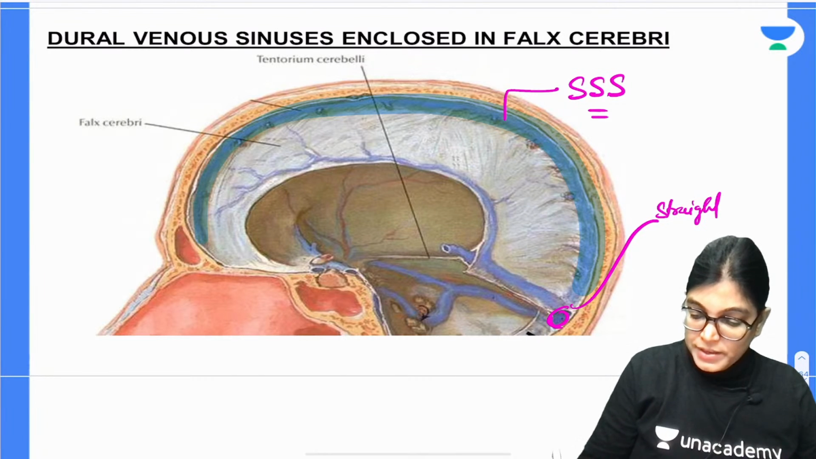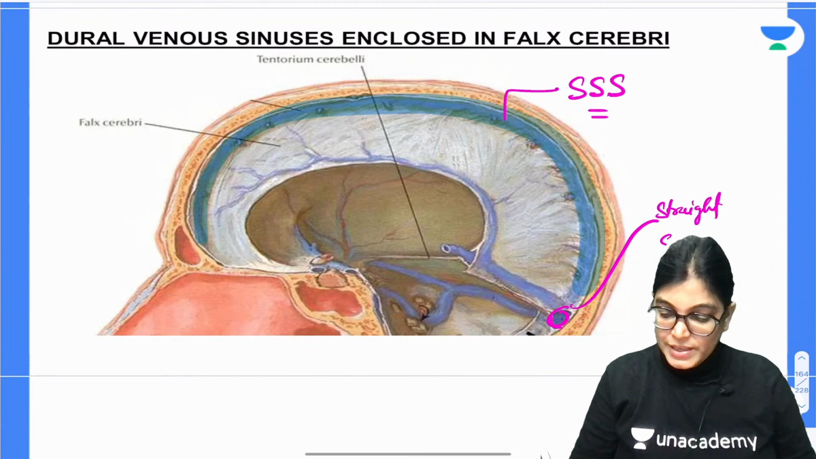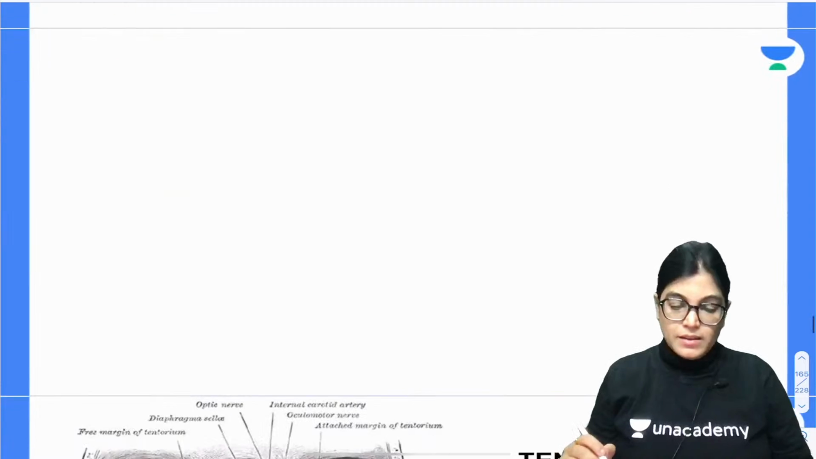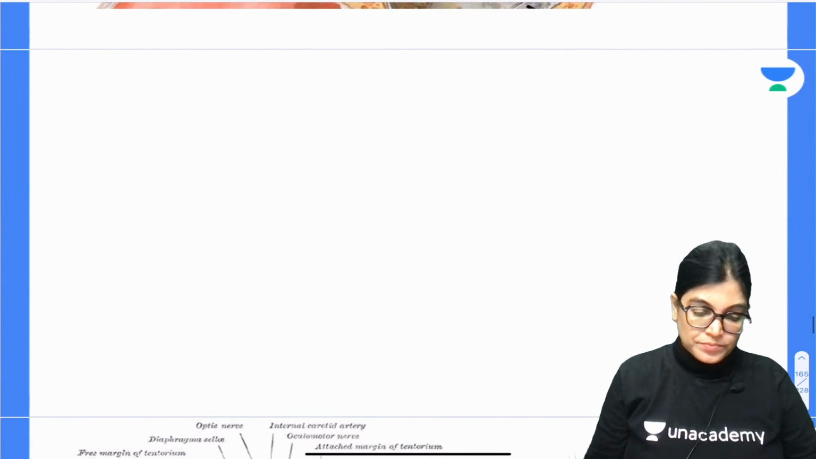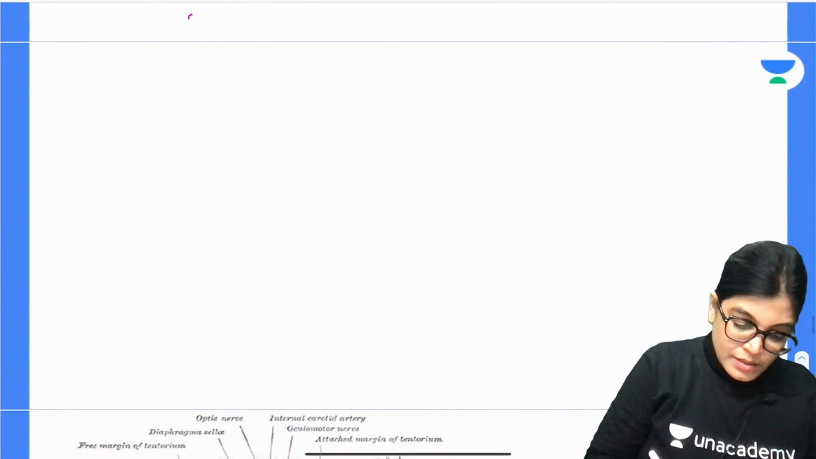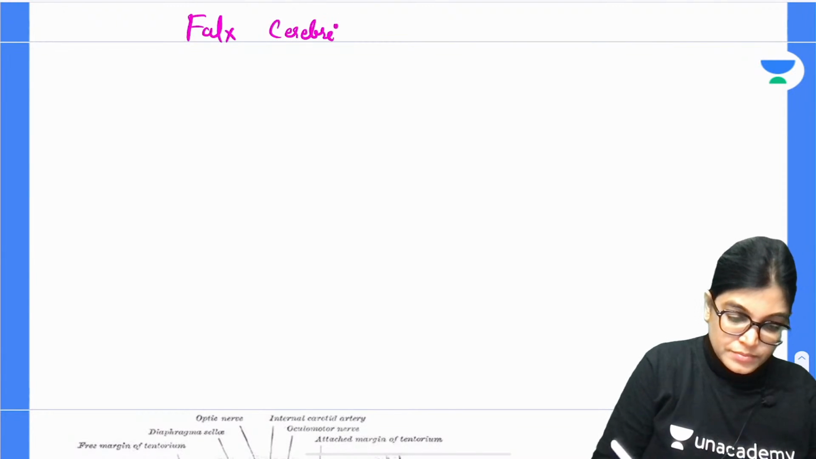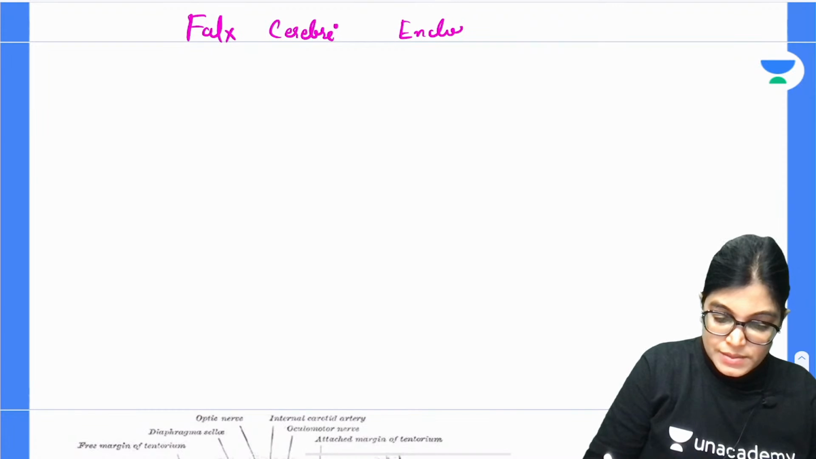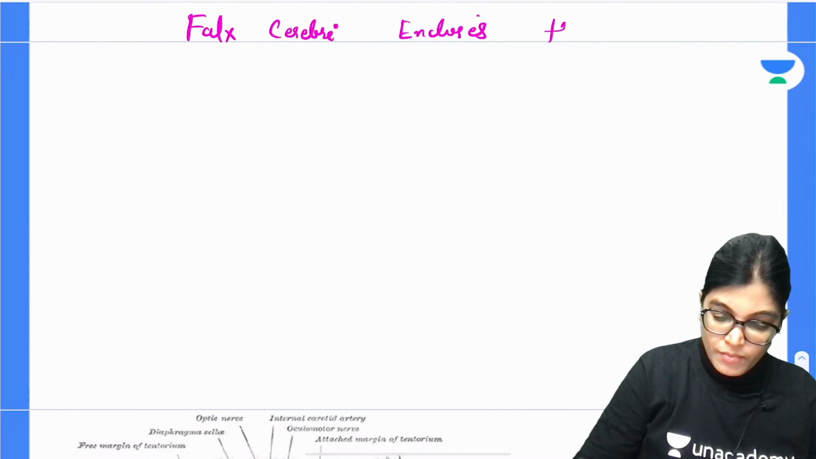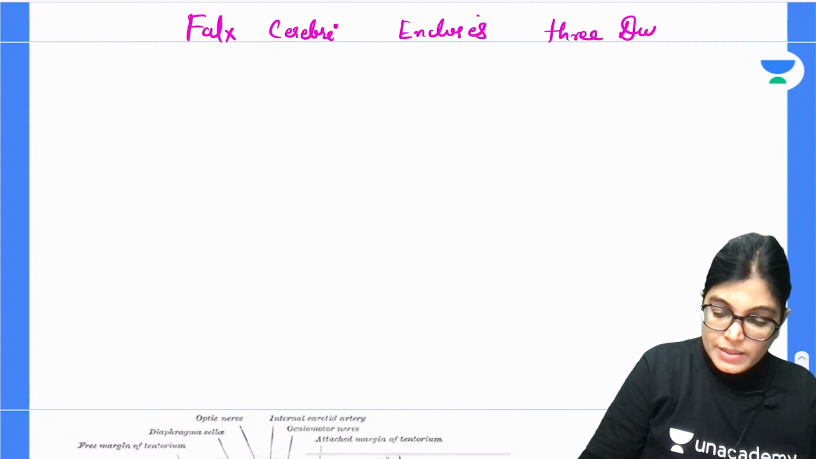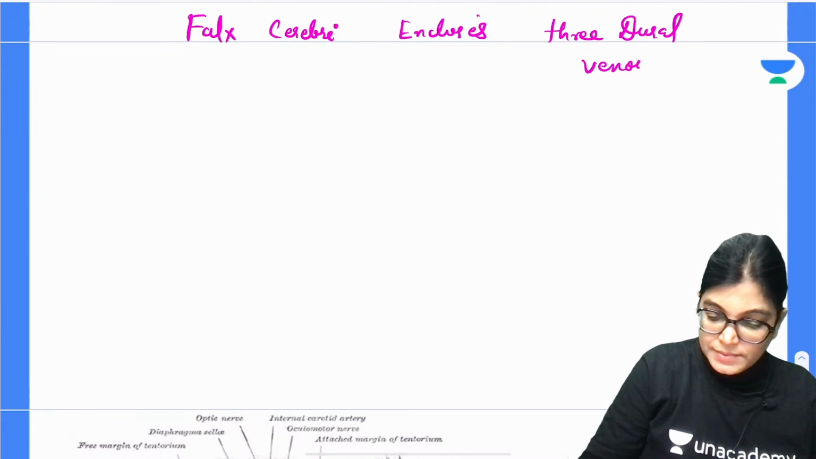So write down this point: straight sinus. Falx cerebri encloses mainly three dural venous sinuses.